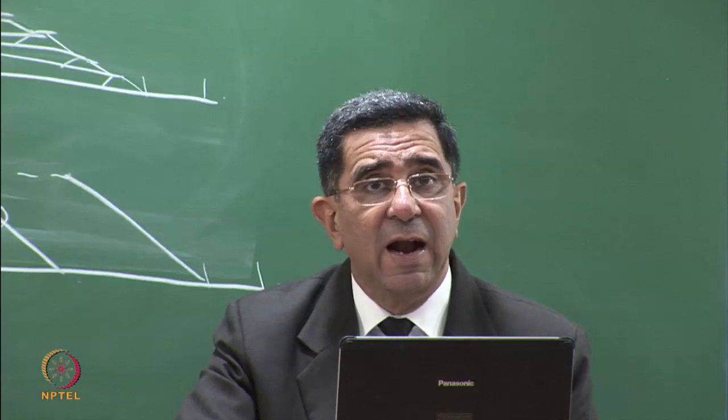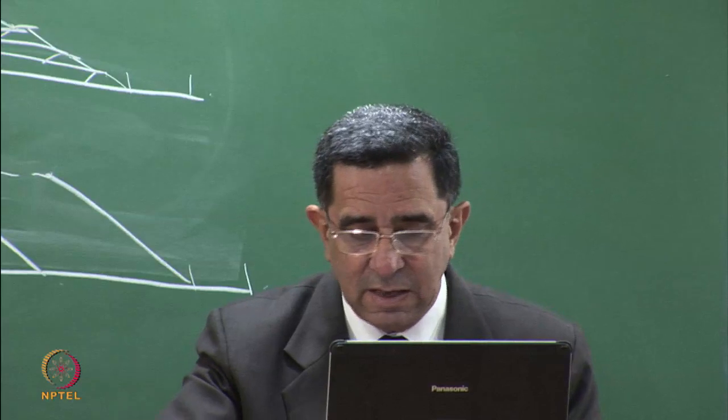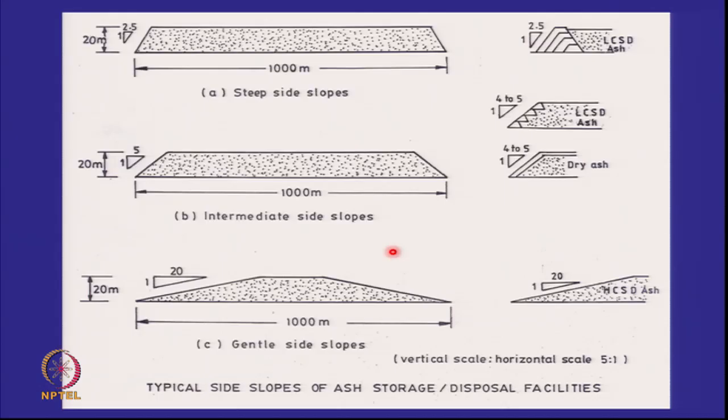Because there is a shortage of land, we always want to increase height, and I have told you that mostly our heights are 20 to 25 meters, but heights of 40 to 60 meters are not unheard of. And finally, we would like to increase the steepness of the side slopes. If you look at the three diagrams which we had shown here, you do want to increase the steepness of the side slope, because when the side slope is flatter, the volume that you get is lesser. And so I'd like to show you this final diagram.